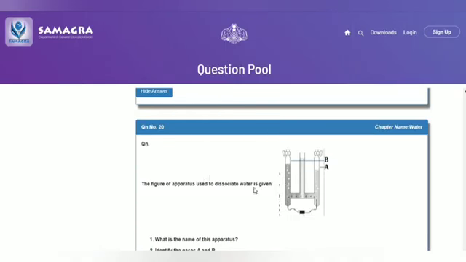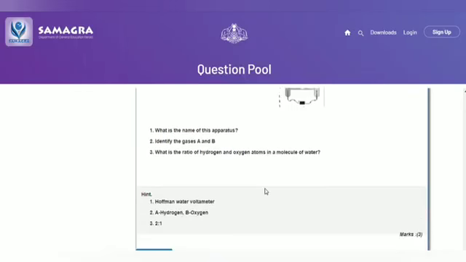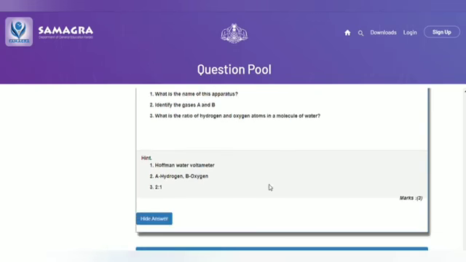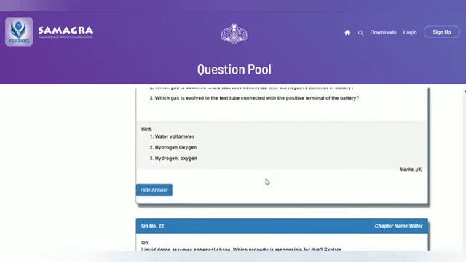In this apparatus, the name of the apparatus is Hoffman water voltameter. The gases A and B are hydrogen and oxygen, and the ratio of hydrogen and oxygen atoms in a molecule of water is 2:1. The substances obtained when water is dissociated, it is the water voltameter. Which gas is obtained in the test tube connected with the negative terminal, hydrogen or oxygen, and which gas is obtained in the test tube connected to the positive terminal, hydrogen or oxygen?